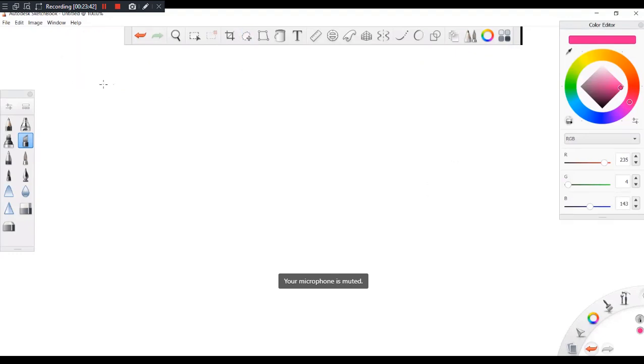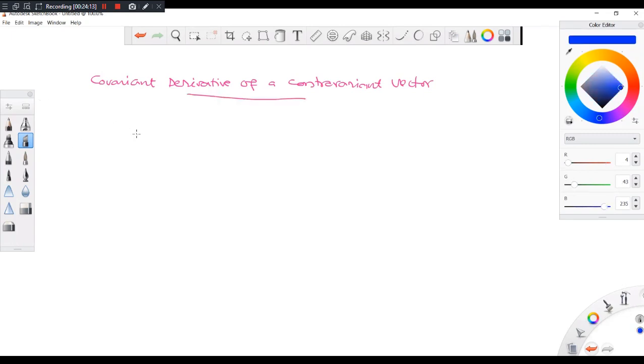Anyway, then the covariant derivative of a contravariant vector. The same way you define things, or the same steps you can write. You can write along with me. You can write before me also.